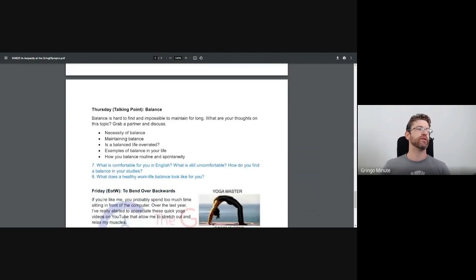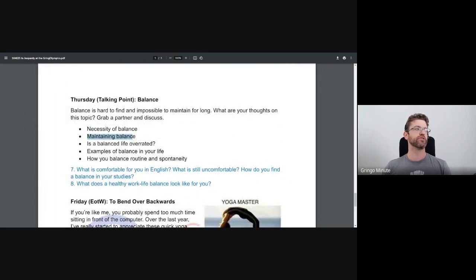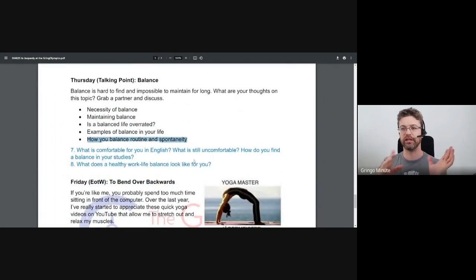And our talking point this week is balance. Friday is International Yoga Day. So besides some downward facing dogs, we can talk about other types of balance, the balance in our lives. And is it necessary? Is it possible to maintain balance? Is balance overrated? Think of some things you balance in your life. How you balance routine and spontaneity. I like my routine, but I like my routine because I value the days where I kind of leave my routine. So, how do you balance them?